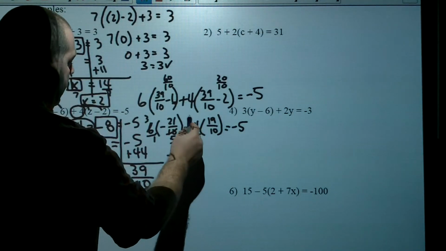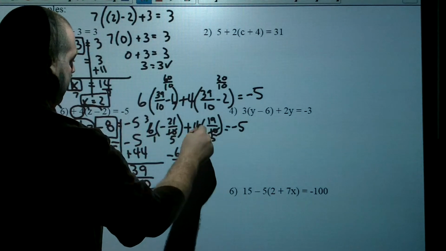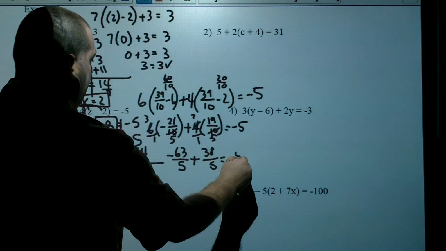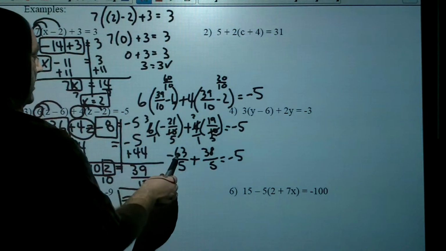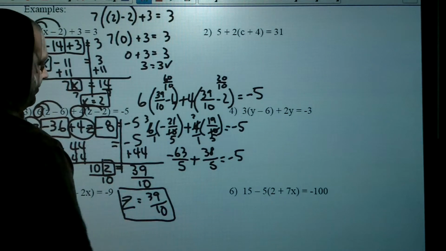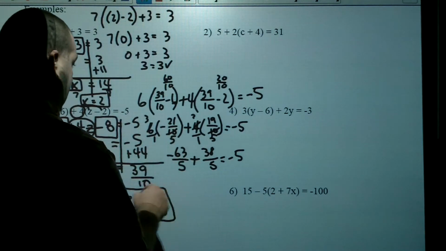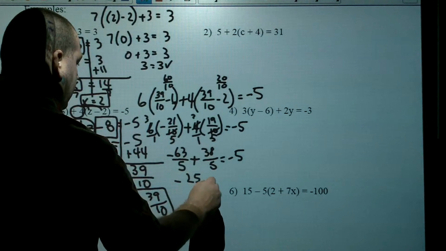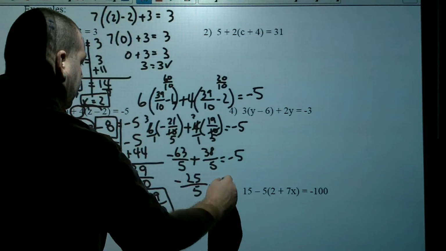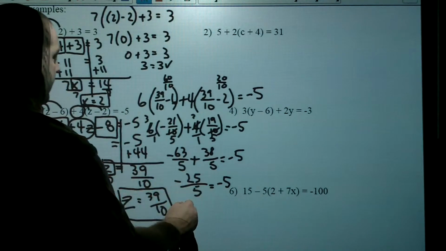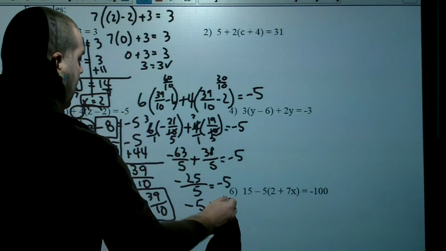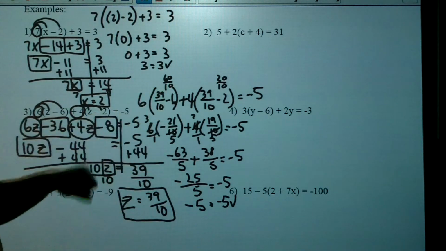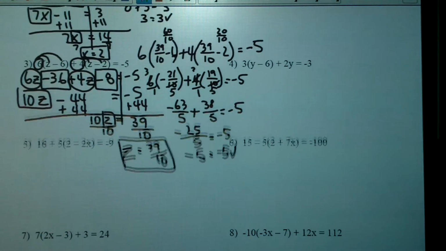The 4 I put over 1. I can reduce here too by a 2. So that's a 5 and a 2. That's 38 over 5 equals negative 5. So I have negative 63 and positive 38. So I subtract these, which gives me a negative 25 over 5 equals negative 5. And negative 25 over 5 is negative 5. Now obviously having your calculator is going to help because you're not going to have to do all this work, but you still need to be able to check your answer and understand what's going on here.